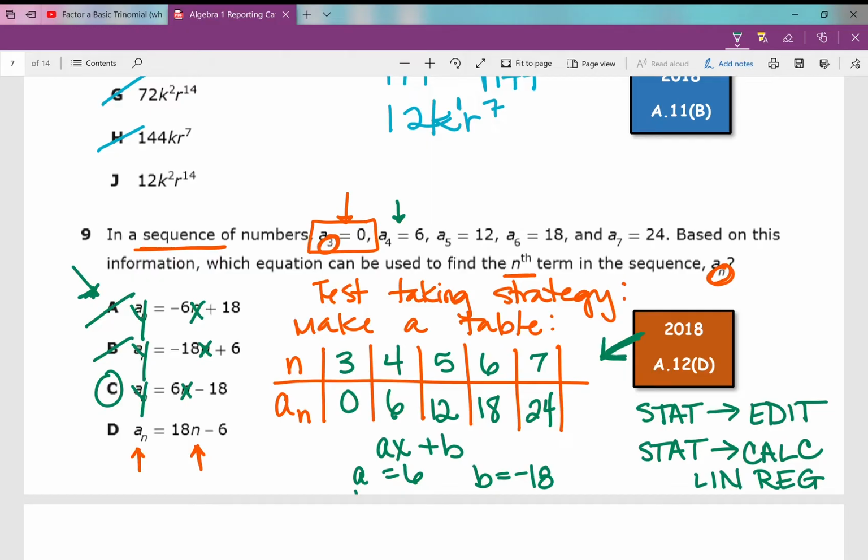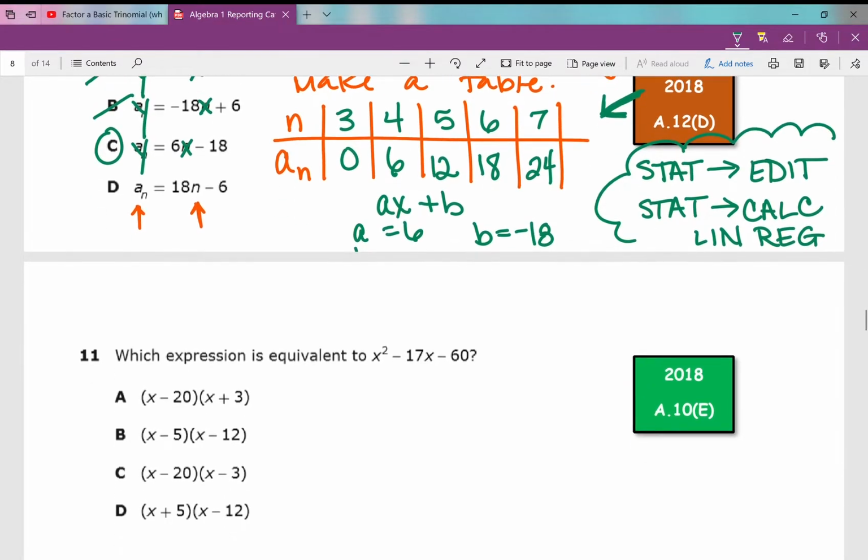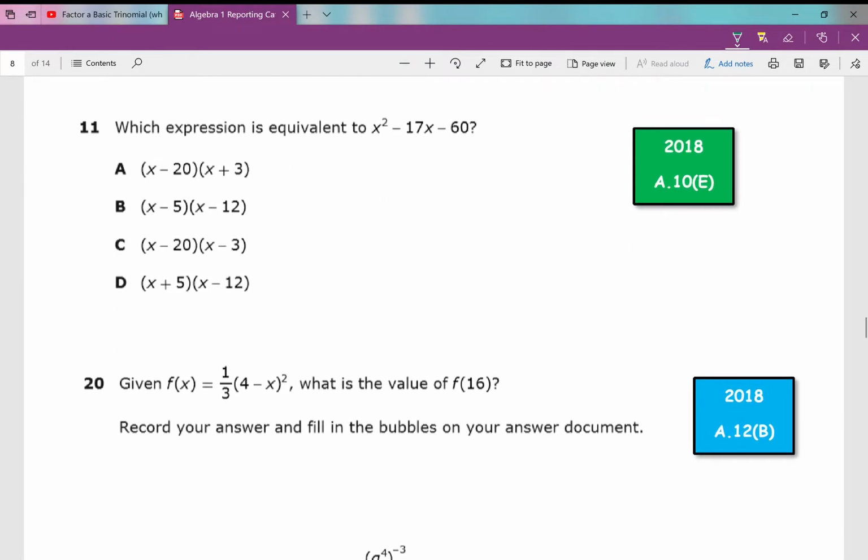Obviously you need to make a table so that you can see what you're looking at. But then you could do this whole stat edit thing, which I have a lot of students that really feel comfortable with. They like that strategy. Or you could go through your answer choices. And some of you it might just come to you and you might just see the pattern, which is great.